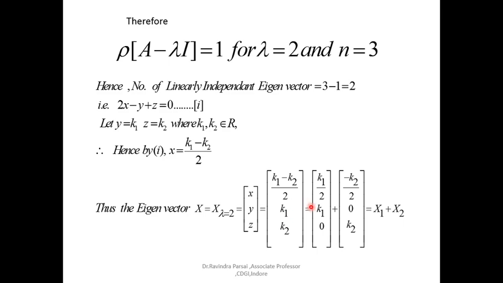Now our objective is to write this matrix as a sum of 2 matrices. You can write here, so that's why we take one matrix having k1 and we take another matrix having k2. So we break it in this fashion: k1 by 2, k1, 0, minus k2 by 2, 0 and k2. So that is x1 and x2. The first vector is x1, the second vector is x2. So whenever 2 eigenvalues are equal, you get 2 eigenvectors in such a case.